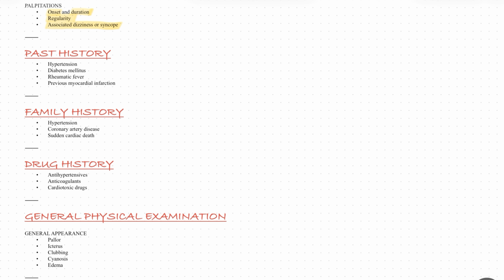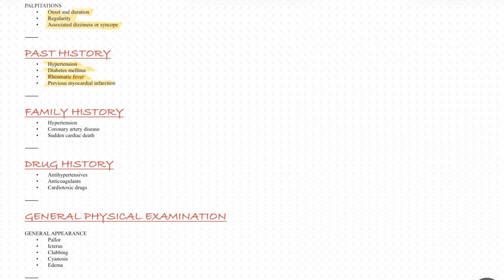Then coming to past history, as usual, past history means hypertension, diabetes, rheumatic fever. When it comes to CVS cases, you prefer rheumatic fever. Most commonly, when you suspect a respiratory case, you ask the patient about any TB history, asthma and all like that. In CVS cases, we prefer to ask about rheumatic fever and all.